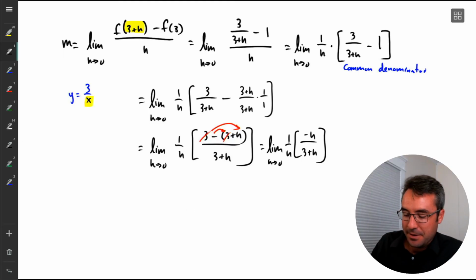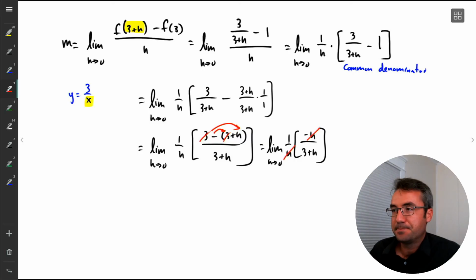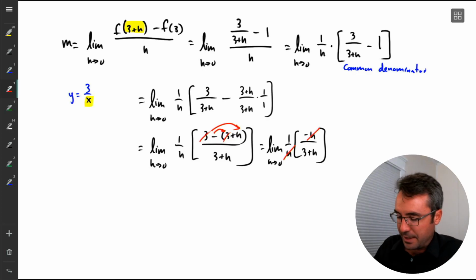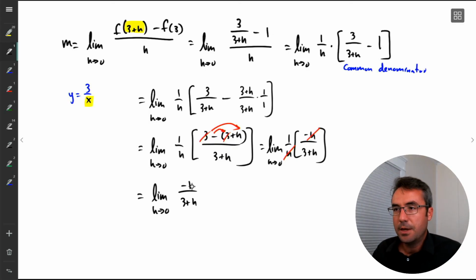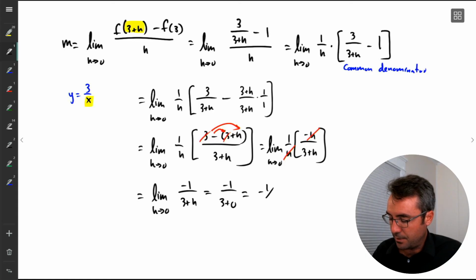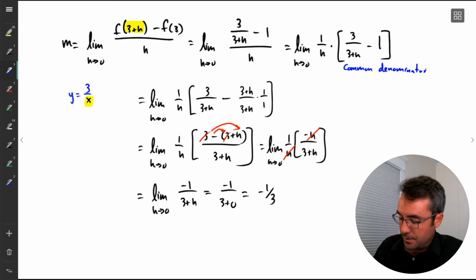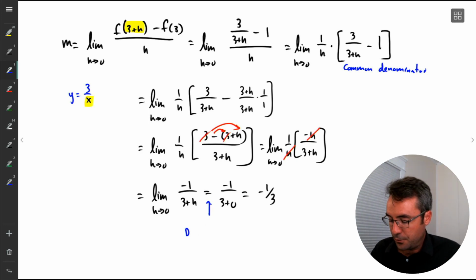Things are simplifying down. But now we can cancel these h's. And as soon as we cancel that h in the denominator, that's what was contributing to our 0 over 0 form. So normally as soon as we do that, we should get ready to try evaluating the limit again. And when we do that, we have the limit as h goes to 0 of negative 1 over 3 plus h. And now we're ready. This is just a rational function in terms of h, so we can just evaluate. And we get negative 1 over 3 plus 0, negative 1/3. So again, the reasoning here is we can do direct evaluation because it's a rational function in terms of h.